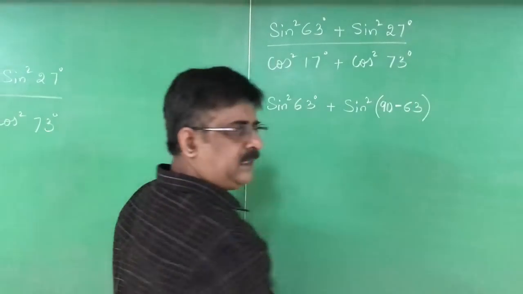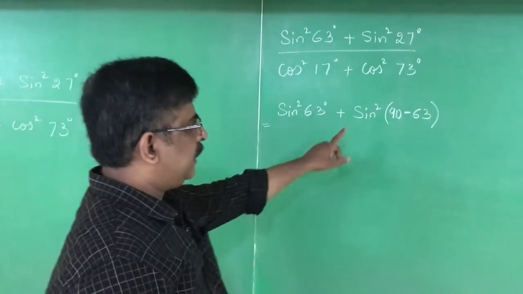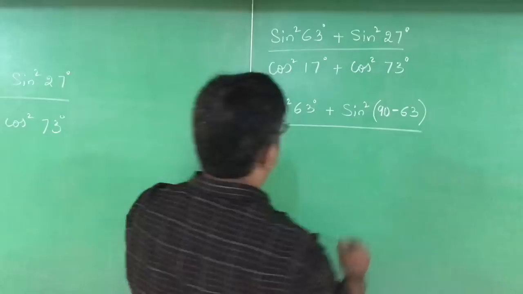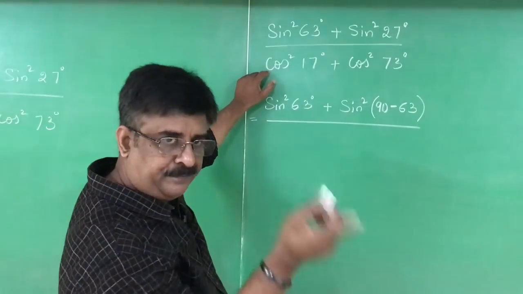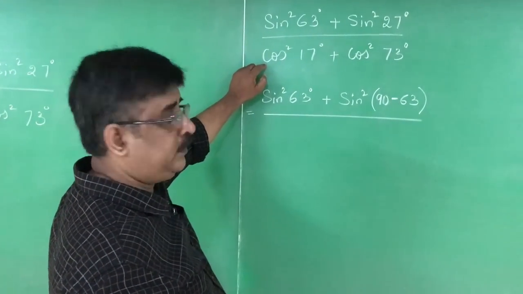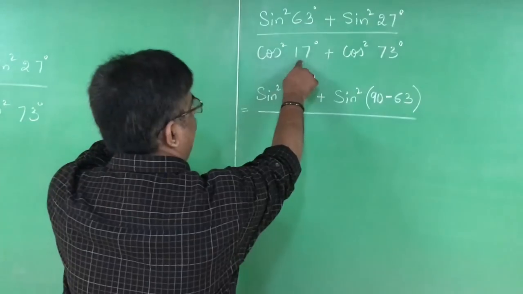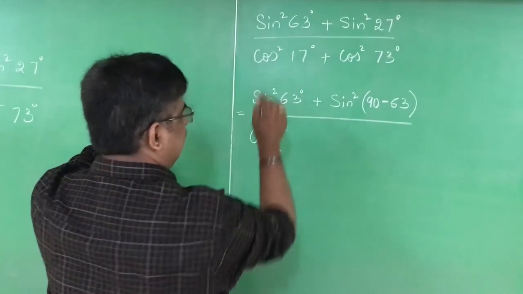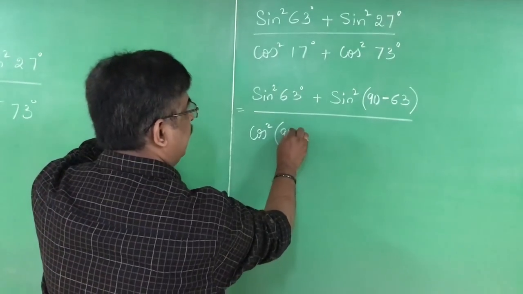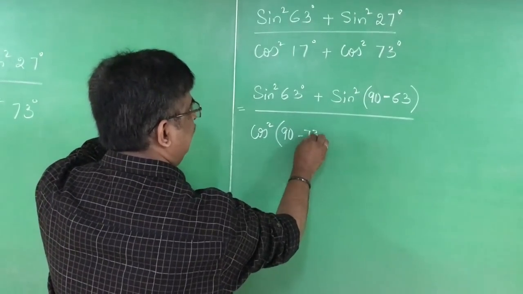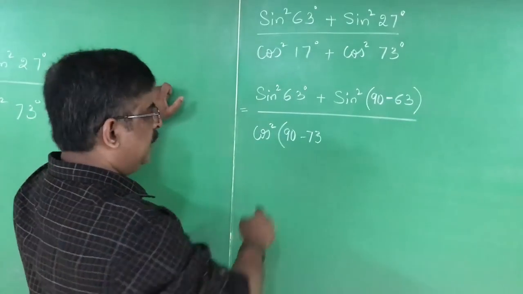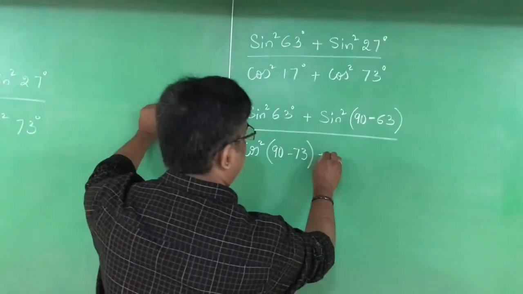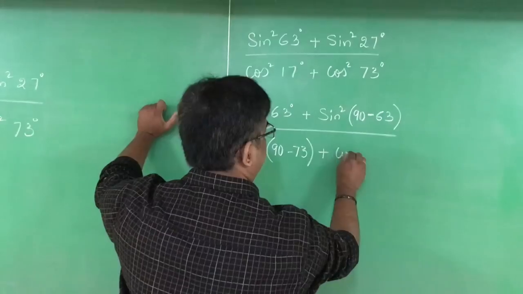90 minus 63 is 27. Sin square 90 minus 63 divided by this, cos, I change this cos into sin. Therefore, I write this one as cos square. Instead of 73 degrees, I write 90 minus 73, 17 it is. Plus this one I keep as it is.